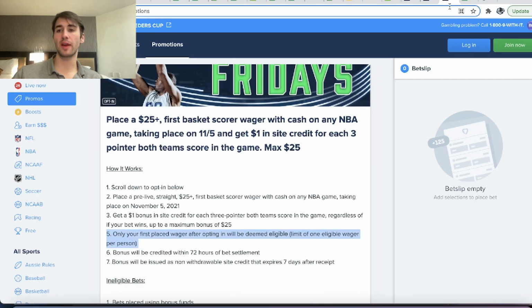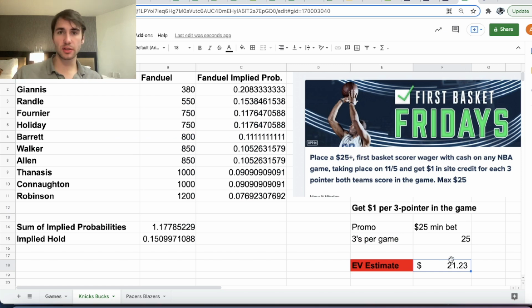Again, it's actually a bit lower just because of the terms of the promotion that there's a maximum bonus of $25. But let's say it's close to $20, right? This promotion is very profitable. Every Friday, FanDuel is giving you roughly $20 in expected value. So if we just bet $25 on a first basket score market, we're expecting to lose roughly 15.1%. So we would never place this bet if there weren't the promotion, but with the promotion, this becomes profitable by roughly $20. So insanely profitable, definitely something you want to bet on.